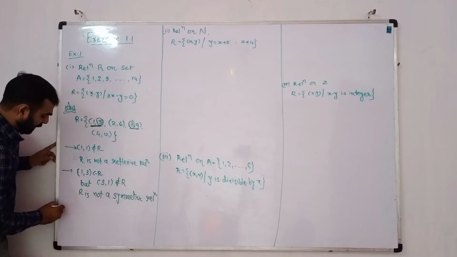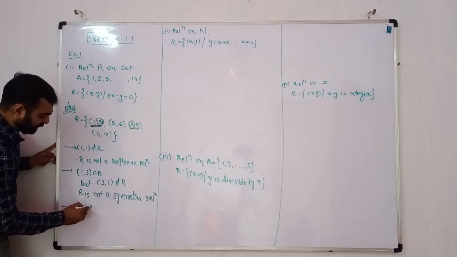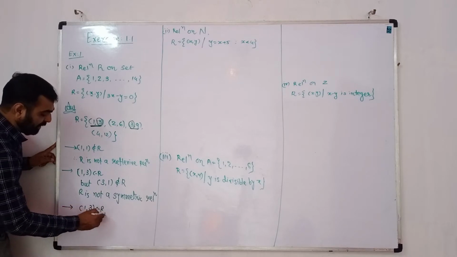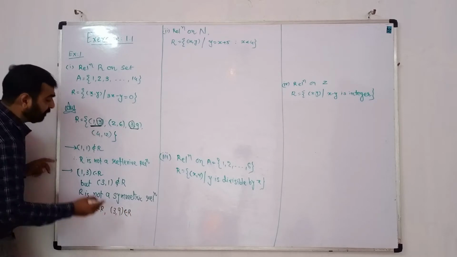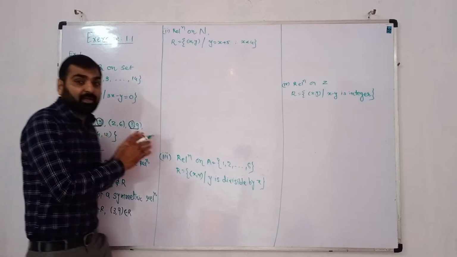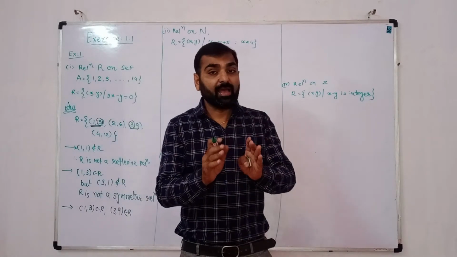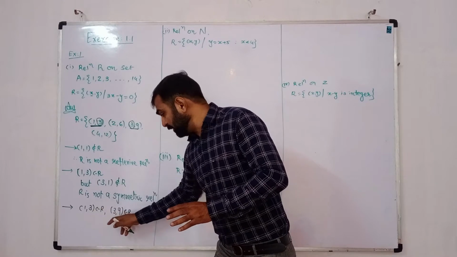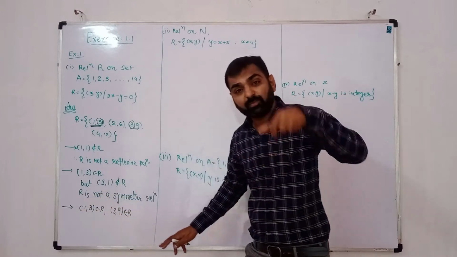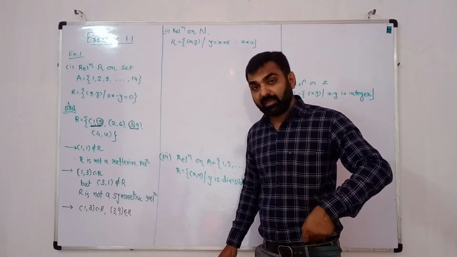Okay. So here I write down what happened. Here it is 1, 3 belongs to R and 3, 9 belongs to R. And if this relation is transitive, then there must be 1, 3, 3, 9. तो 3, 3 कट कर दो. 1 और 9 must belong to R. वो होना ही चाहिए. Is it?